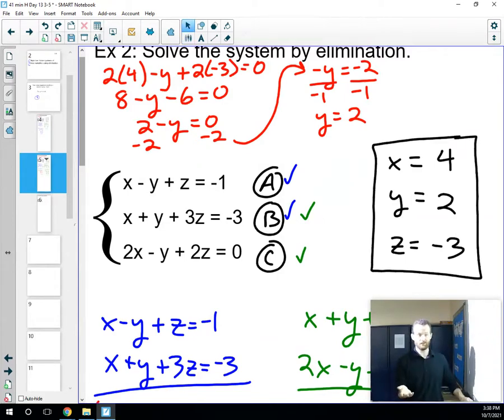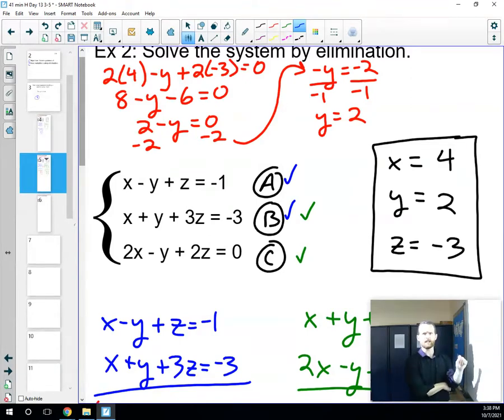But I want to check myself. I forget what color I used last time to check. I guess we used blue. Whatever. So let's see. I just used C to find my value of y. So let's use A or B to check. We'll use A. That looks fine.